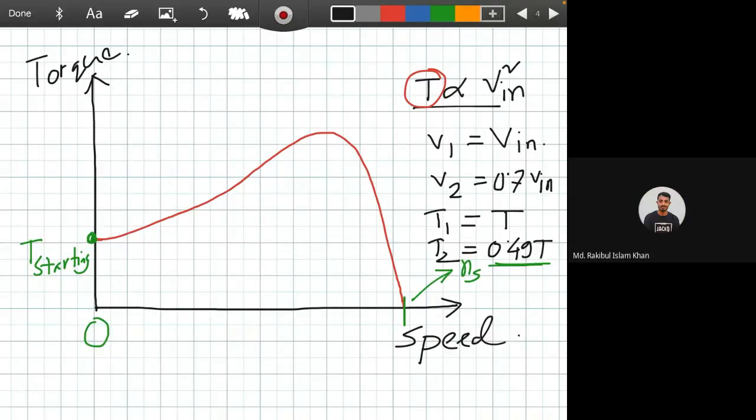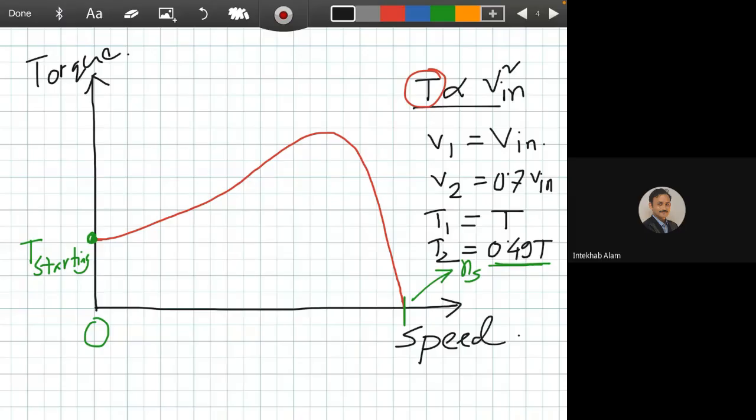Okay, so you may ask why I have taken the value of 0.7. If we take the value of 0.7, it will be very close to the half. 0.49 is very close to 0.5, so it will be easier for me to draw.